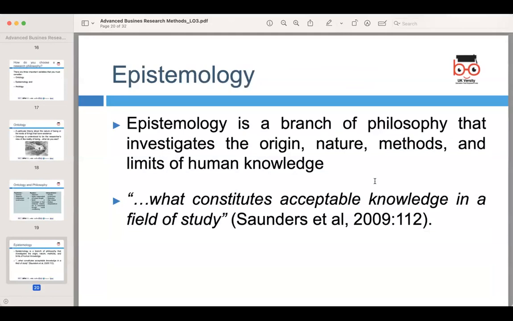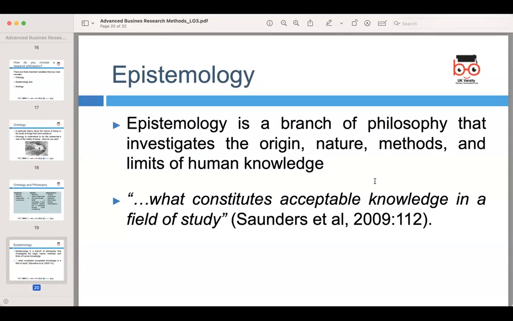Epistemology. This is a branch of philosophy that investigates the origin, nature, methods, and limits of human knowledge. Imagine you are exploring a new subject, say biology. You might wonder what counts as valid knowledge in biology. Is it based on rigorous scientific experiments, observations, or a combination of both?